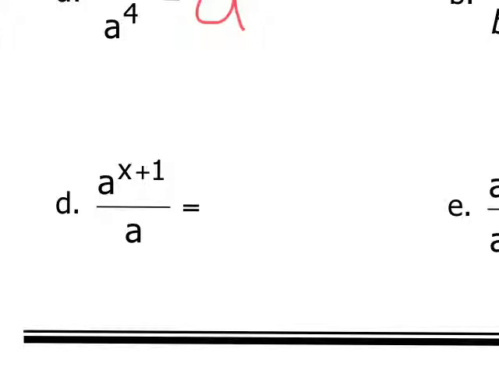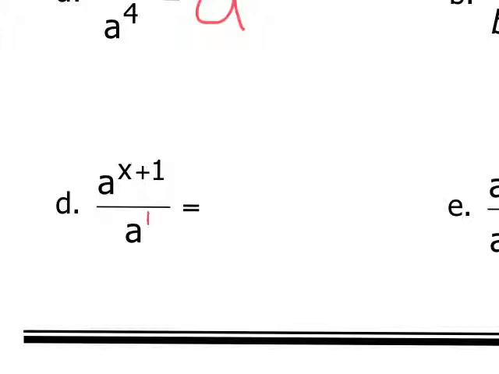I'll give you a minute. Try D. Think about your exponent rules. Think about what you're supposed to do. Think about what the exponent is on bottom. Okay, so let's logically work through this. What is the exponent on bottom? 1. It's a to the first.